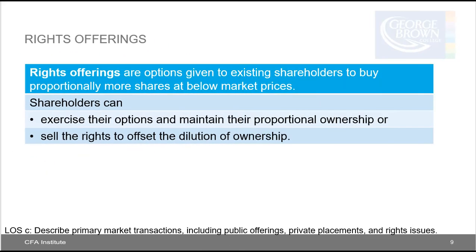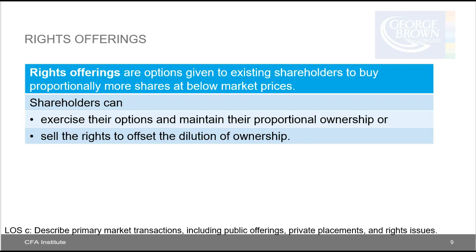So now we're moving on to rights offerings. So again, just recall the LOS is described primary market transactions. So we're not looking at the secondary market yet. We're still concerning ourselves with the primary market. And so the company is receiving new capital, and that's done through an IPO or a private placement. And now we're looking at the rights issues.